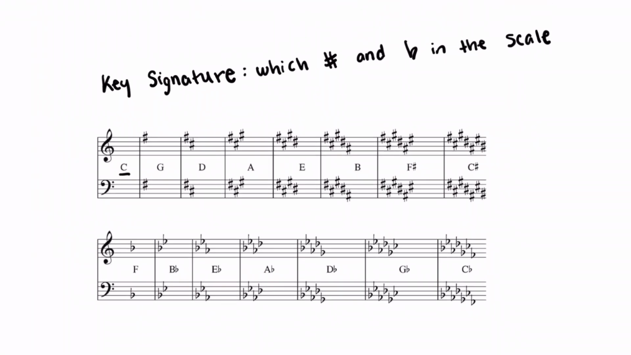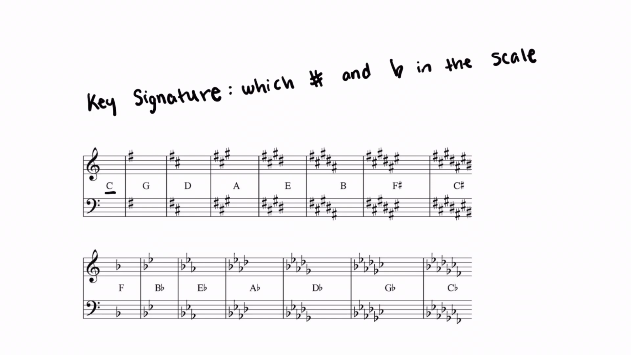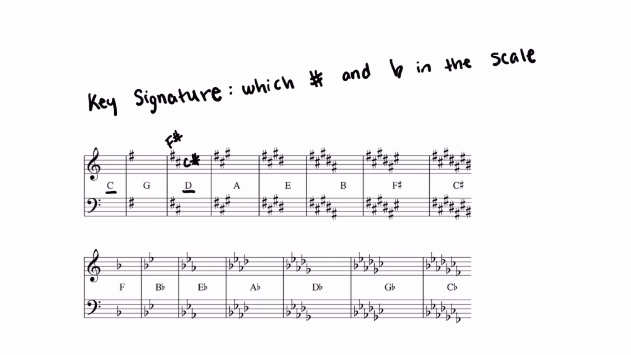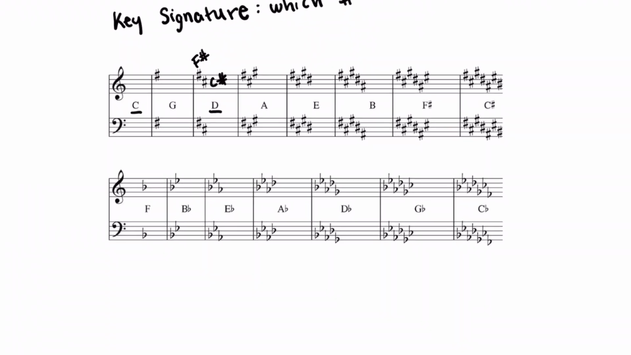However, if you look at, for example, D, we do have sharps. We have 2 of them. We've got F sharp and we've got C sharp. So when we write out our D scale, it'll look like this. D, E, F sharp, G, A, B, C sharp, and then back to D.